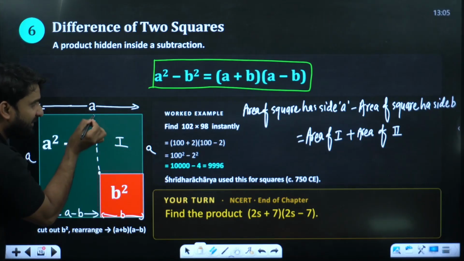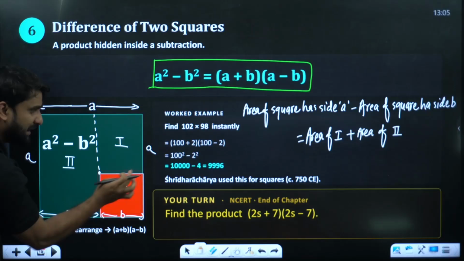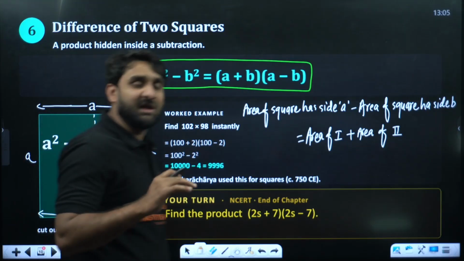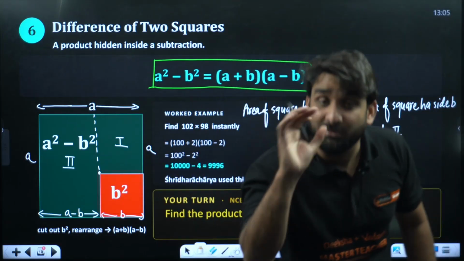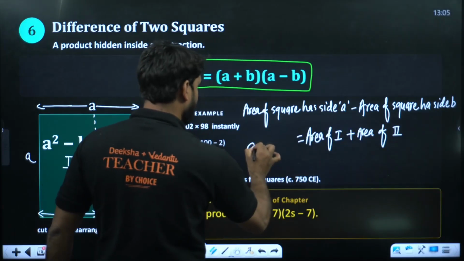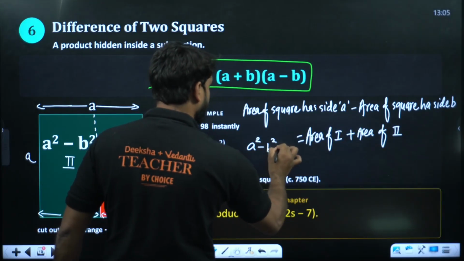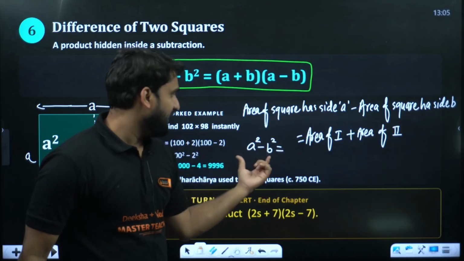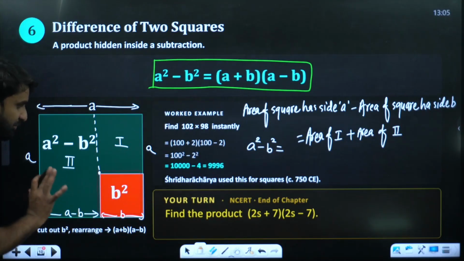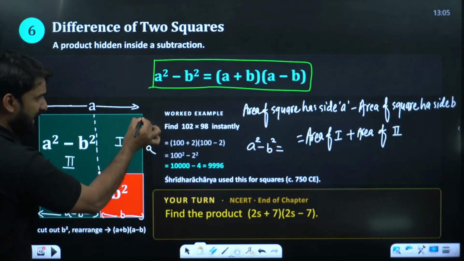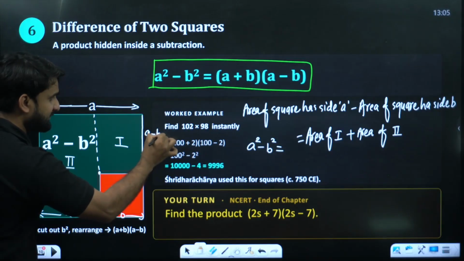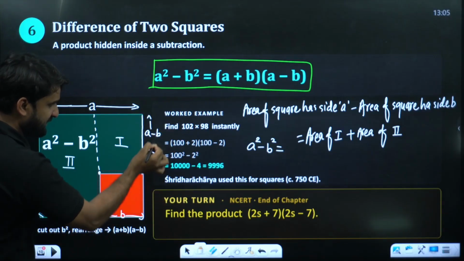Why have I drawn this? Because after drawing this line, part 1 is looking symmetric and part 2 is looking symmetric as a rectangle. If a rectangle is reflecting to you, now you can write the area formula for a rectangle. This is the area of a square, so this will be a square minus b square, right? Area of square with side A is a square, minus area of square with side B is b square. Now look, area of part A. What will be the area of part A? This is a rectangle here. And what will be the value of this? A minus B.